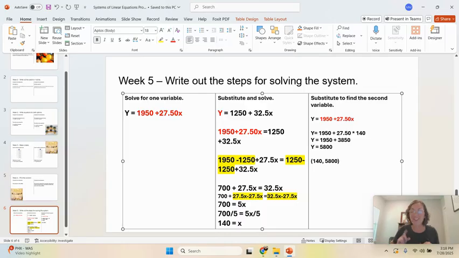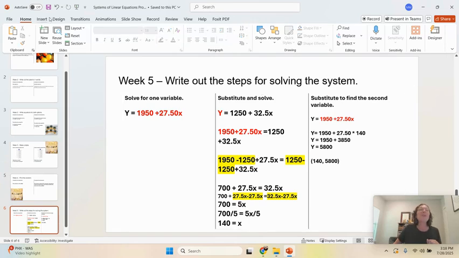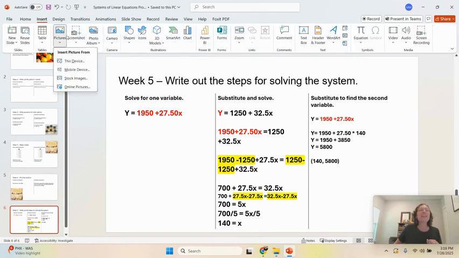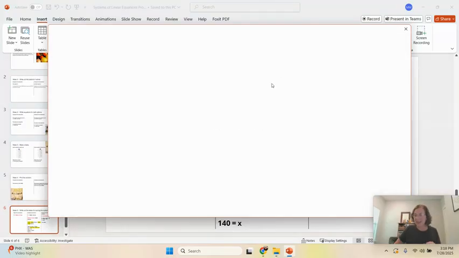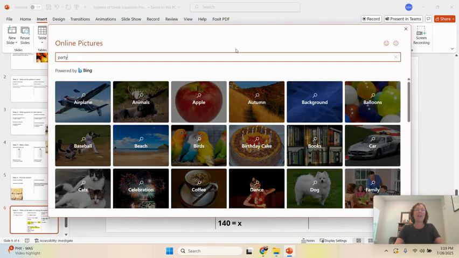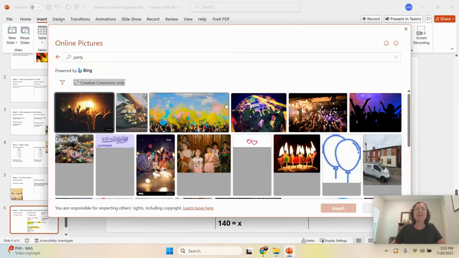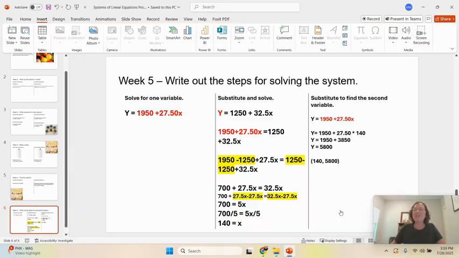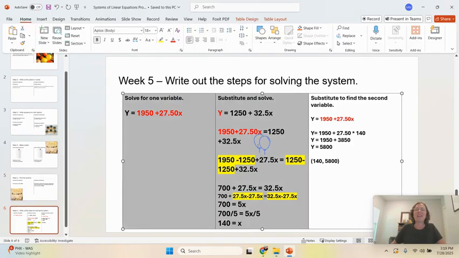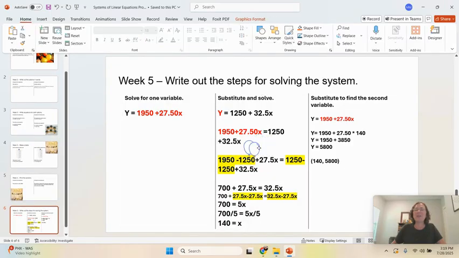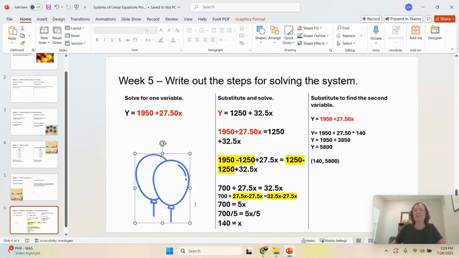Also, don't forget, in this project, we have put a picture on every single slide. So please make sure that you put some kind of picture in this slide as well. I'm going to just do a picture if we can get some kind of party, maybe some balloons. And that looks fun. Yeah, it doesn't even have to be huge, although I do like my balloons to be a little bit bigger.